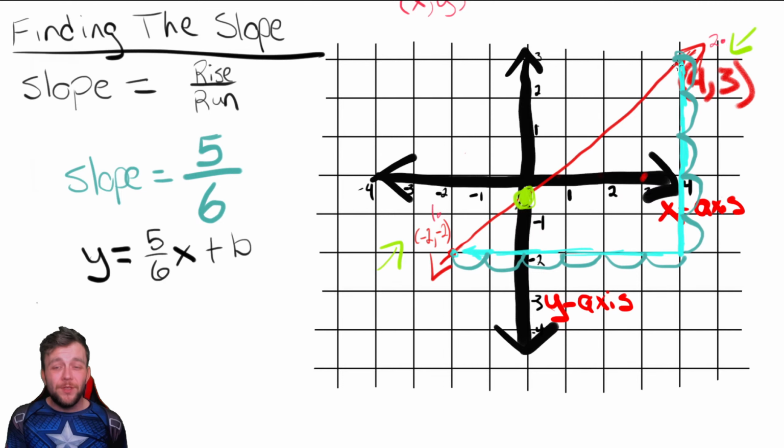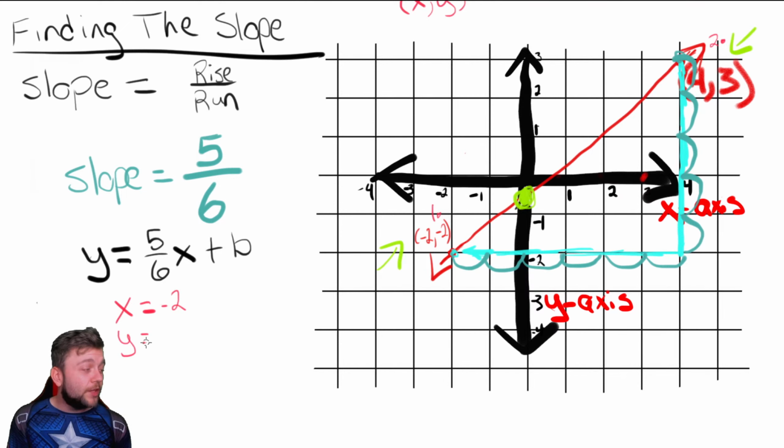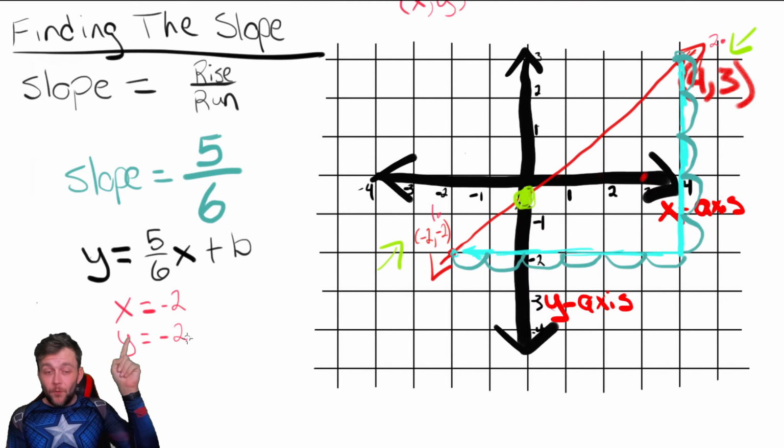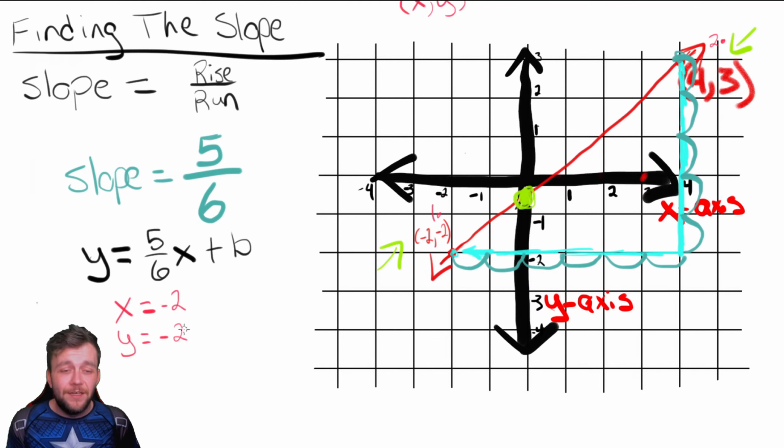I have a preference. I kind of want to just deal with this negative, so let's go with -2. Why not? The (-2, -2). So what that means is that our x value equals -2 and our y value equals -2. And we're going to plug these into that equation, okay?